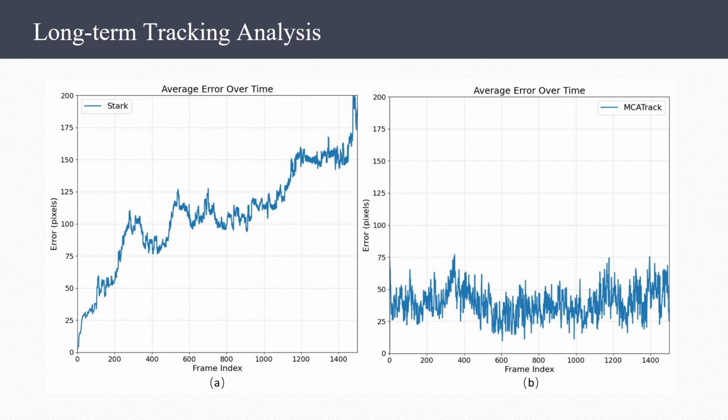The results show that the Stark algorithm exhibits low error in the early stage, but the error gradually increases over time, indicating cumulative errors and tracking drift, which reduce reliability in long-term tasks. In contrast, our method maintains a stable error range throughout the sequence, without any significant drift trend. This demonstrates that our approach possesses stronger robustness in long-term tracking scenarios.